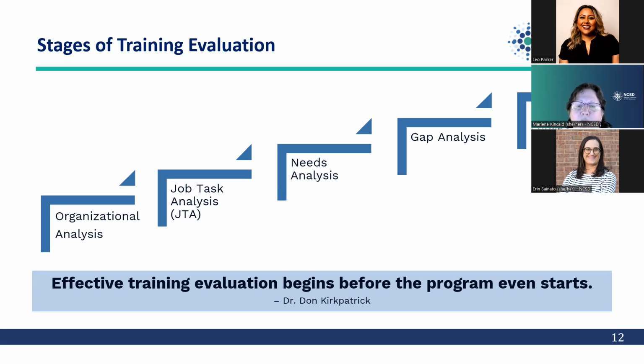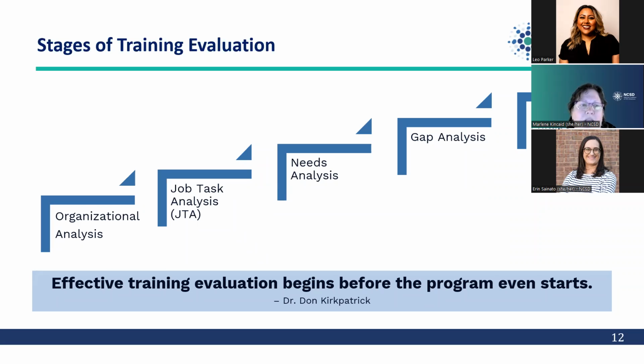Then we have the Kirkpatrick-Phillips evaluation model. This is a globally recognized method of evaluating the results of training and learning programs. It assesses both formal and informal training methods.